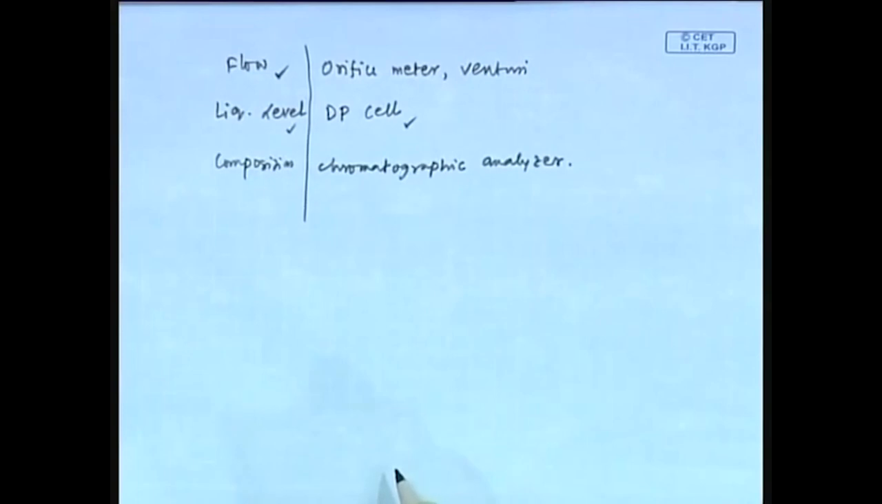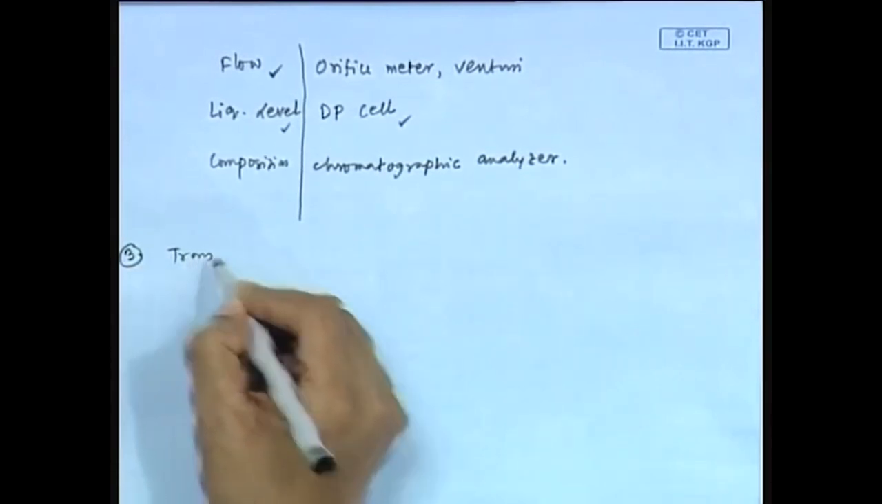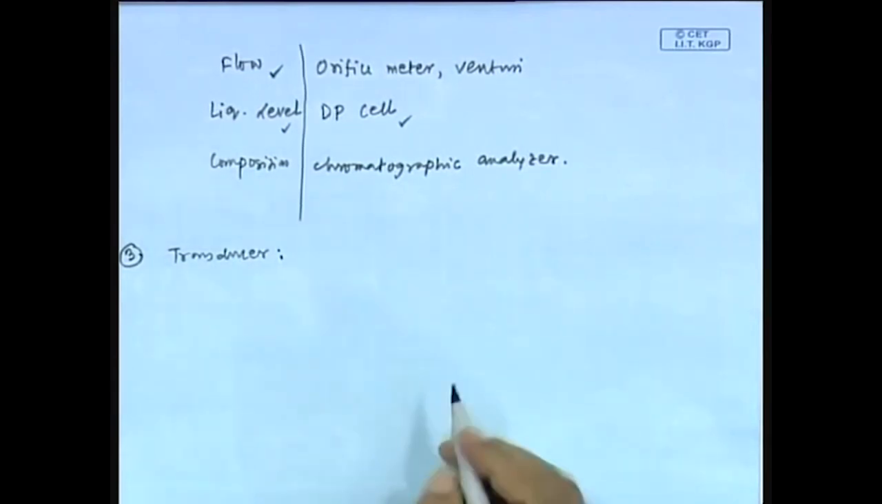Fine. Although we have studied all these things in the instrumentation part in detail, just to know which devices can be used for different variables, we have just discussed in brief. Fine. So our second hardware was the measuring instruments or sensors. Now third hardware is transducer.